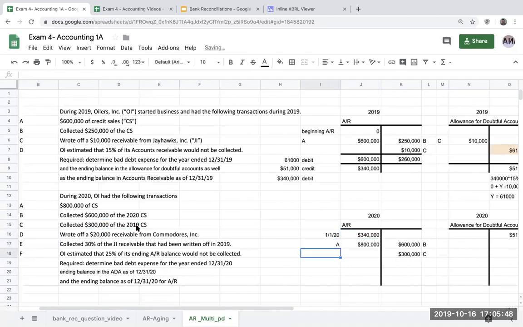Okay. Now, this next one here is I wrote off a receivable of $20,000 from Commodores Inc. So, what do I do here for letter D? Credit 20,000. To which account? Accounts receivable. 20,000 to accounts receivable. For every credit, I need a debit. What account do I want to debit? ADA. That's letter D.